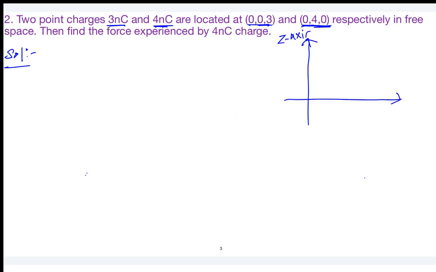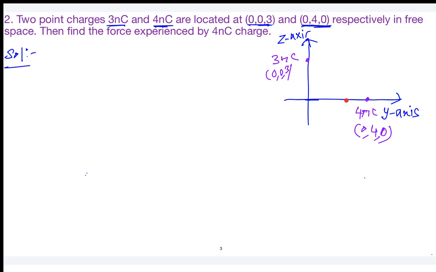So you need to find the force experienced by the 4 nanocoulomb charge. First, I will not find the magnitude part, I will find the direction part. What is the distance? This one is 4 meters, you can see here this one is 4, and this one is nothing but 3. So what is the separation between the charges right now? It is 5 meters. So this is 4 and this is 3. The separation between the charges is exactly 5 meters, root over 3 square plus 4 square.